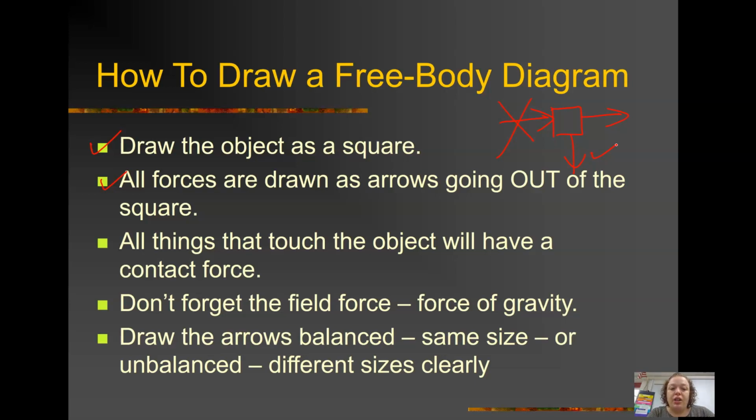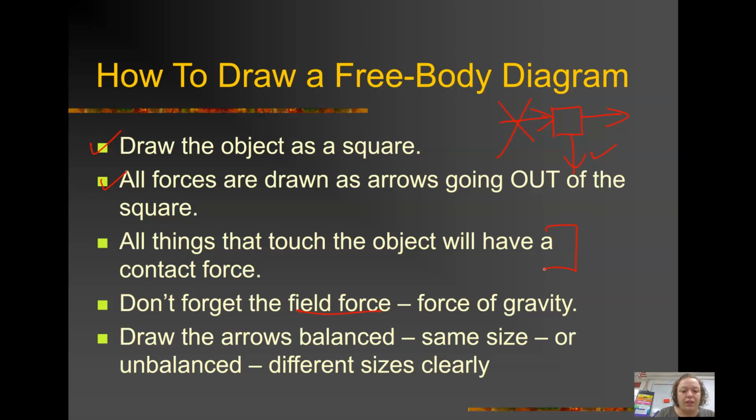All things that touch that object will have a contact force. So if something's touching it, there's a force, one of those 5 forces that we had up there. And anything that's on Earth will have the one field force that we're dealing with right now, which is the force of gravity. So all things that touch the object will have a contact force. Don't forget, our field force is our force of gravity.